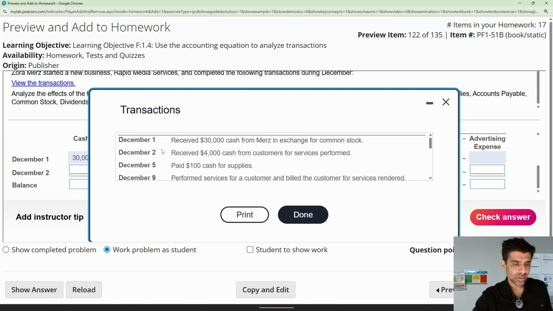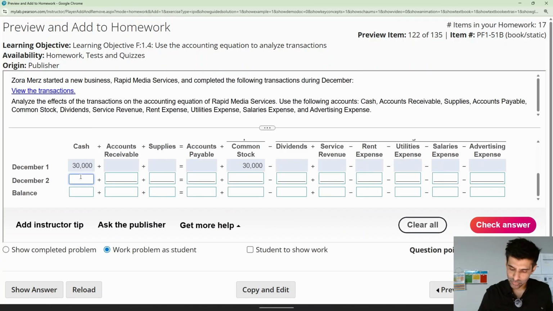Received 4,000 cash from customers for services performed. So these two words I need to clue into and realize that what it's saying is that this is revenue. Okay, service revenue. I've done something and I've earned money for it and they're paying me in cash. Okay, so my cash balance is going to go up 4,000 and my service revenue is going up 4,000.